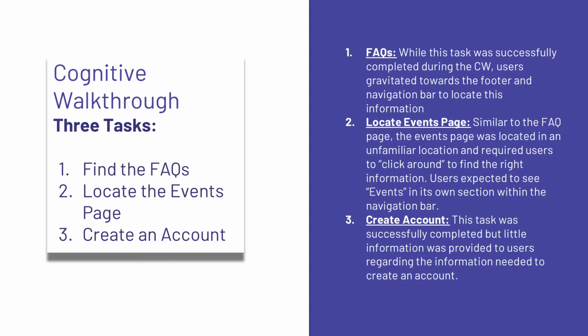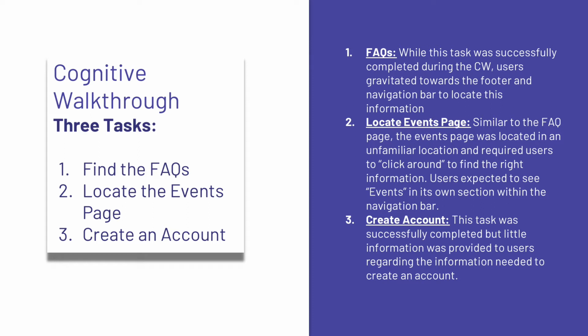After heuristic evaluation, we performed a cognitive walkthrough on 3 specific tasks. First, find the FAQs for new researchers or first-time users. Second, navigate to the medical marijuana events page. And third, creating an account for the first-time users. Right now, I'm going to elaborate on each task.